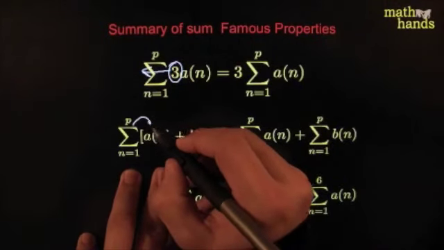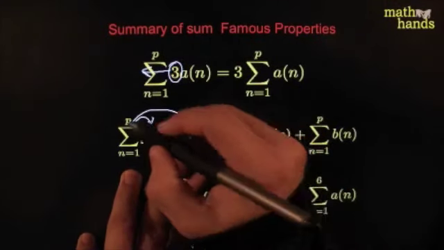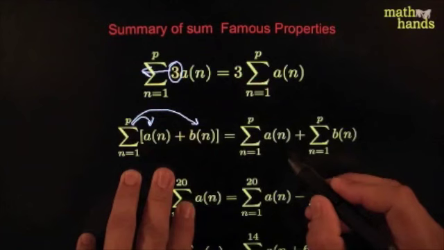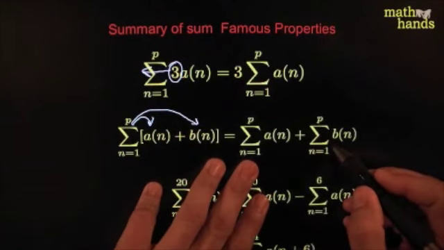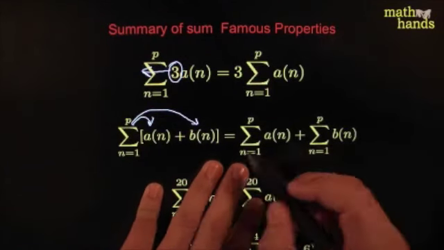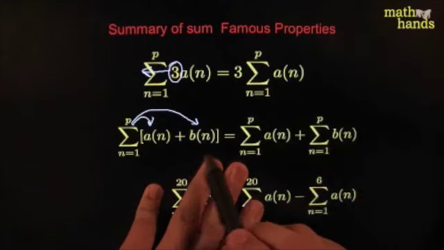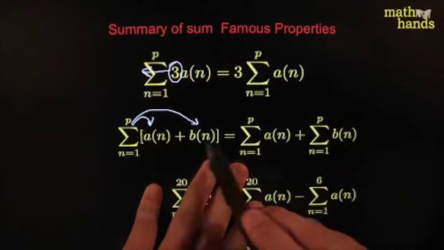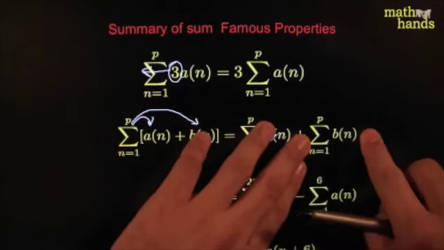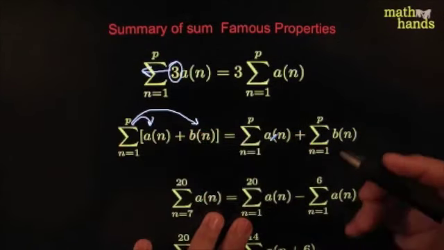This one is called the distributive property for sigma. Sigma can be distributed. If each of these sums is finite, you could take that sigma and just distribute it. Add up all the a's first, and then all the b's first or second.